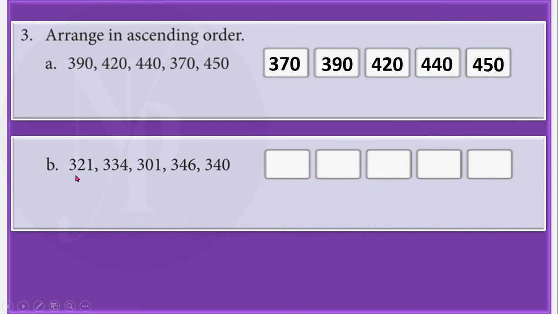Similarly, in B, we need to arrange the given numbers from smallest to the greatest. So among these 5 numbers, 301 is the smallest number that will come to the first box.